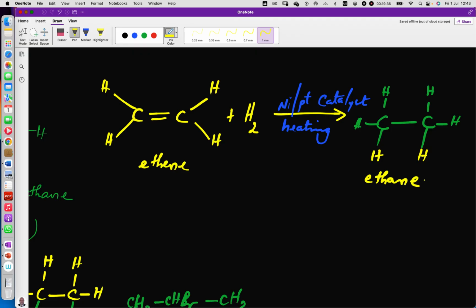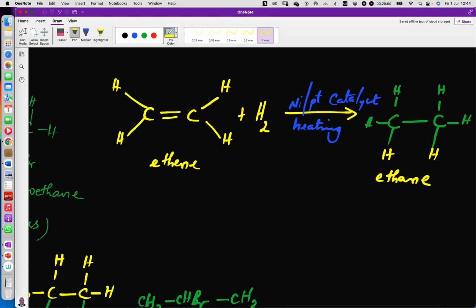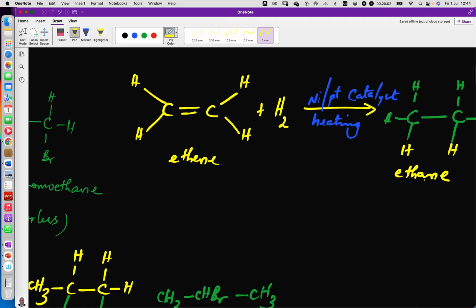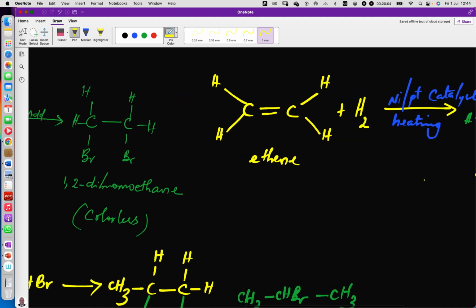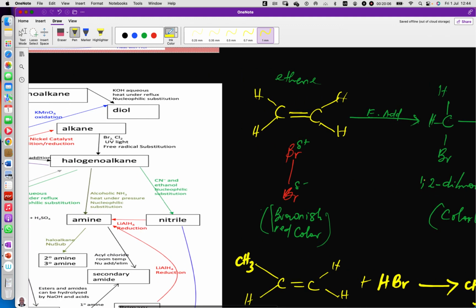We call this process hydrogenation: addition of hydrogen to an alkene molecule. So an alkene molecule here is ethene, and on adding hydrogen using a nickel catalyst or a platinum catalyst, and by heating it, our product will be an alkane. The alkane is ethane. So ethene to ethane.